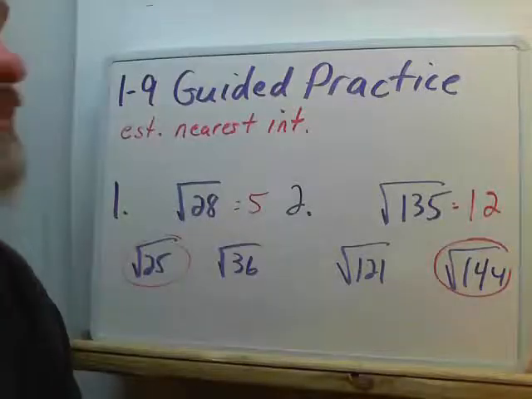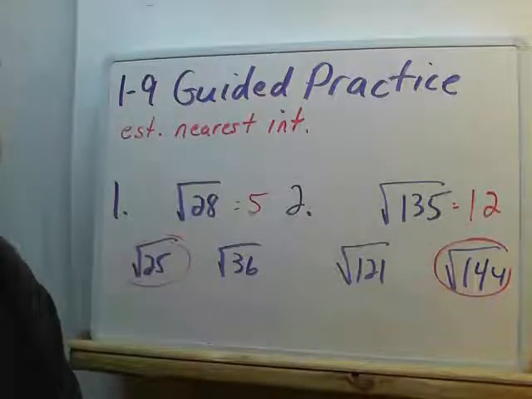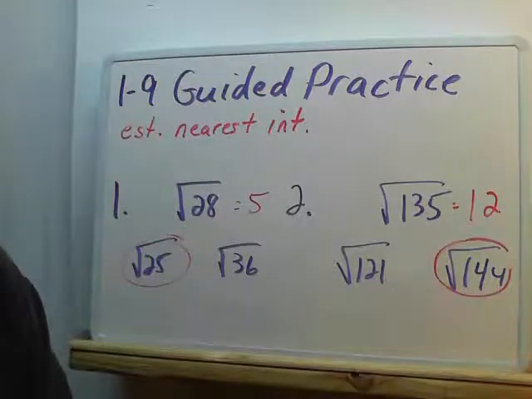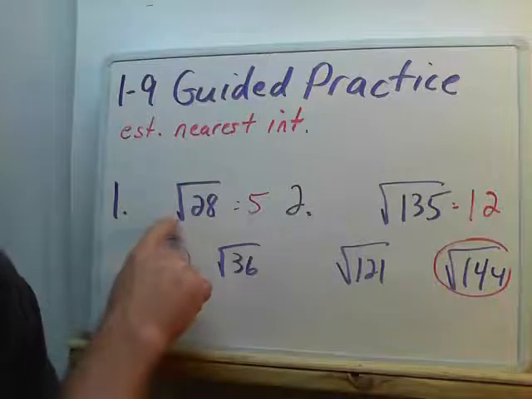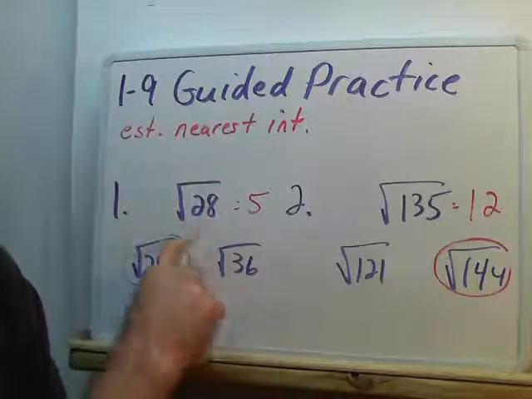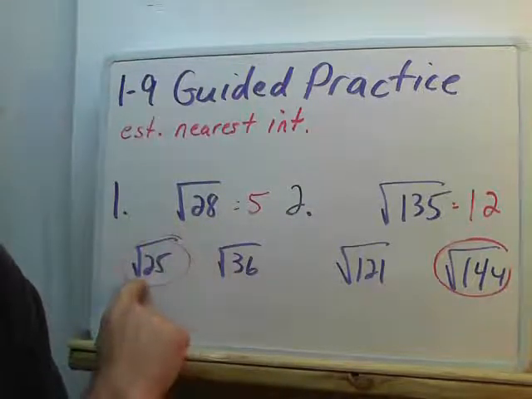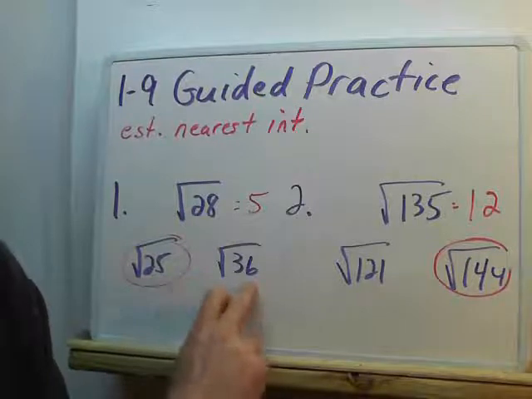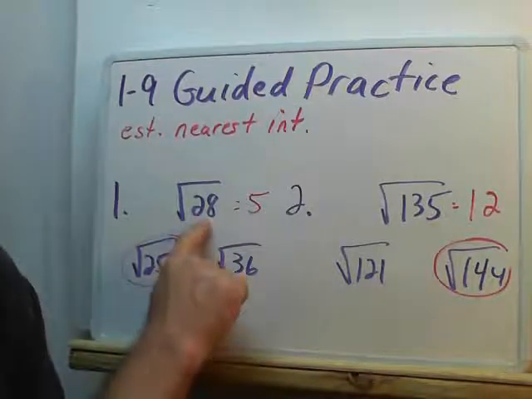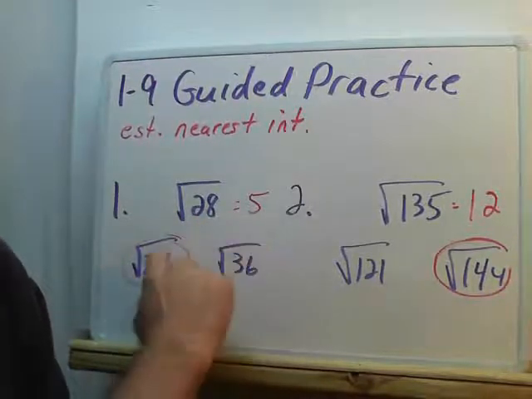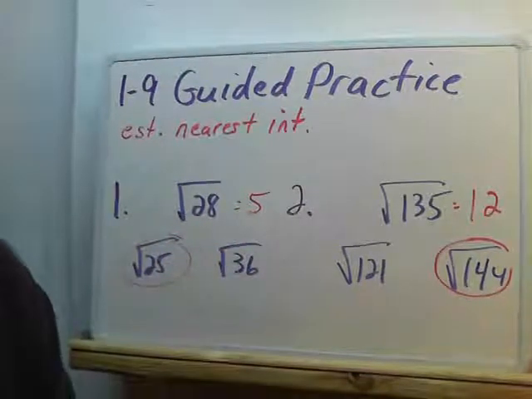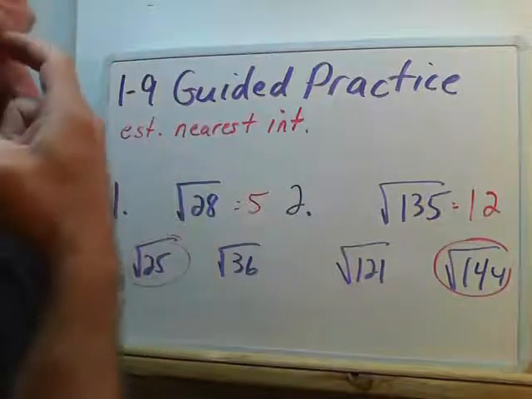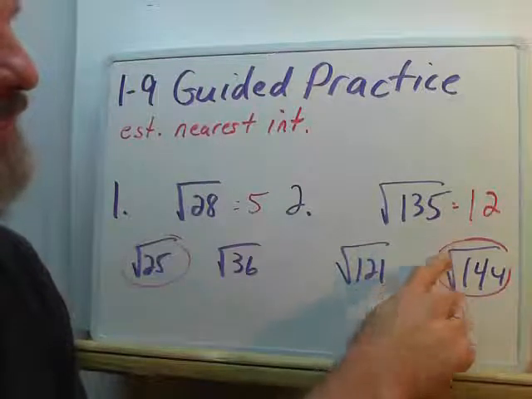Here are your solutions to Lesson 9, Chapter 1, Guided Practice. First problems, we're asked to estimate to the nearest integer. We're estimating the square root of 28. The perfect square below it is the square root of 25, and above is square root of 36. Clearly closer to 25, so the square root of 25 is 5. Our answer is 5.